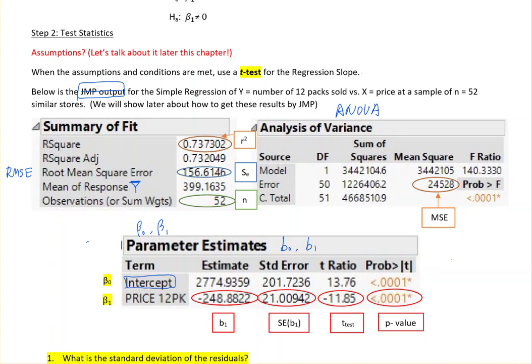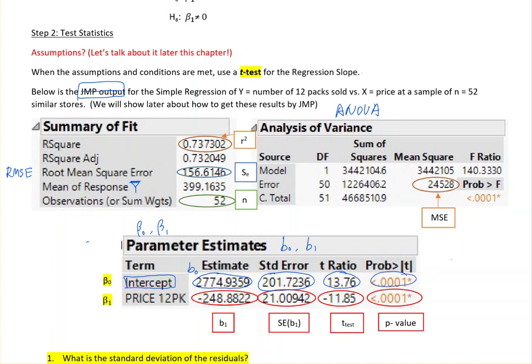It is not related with the x variable, right? So it is also always called the intercept. That means the estimate here will be B0. It is the standard error of B0. And then this is a t-test statistic for B0, for beta 0. And then the corresponding p-value.